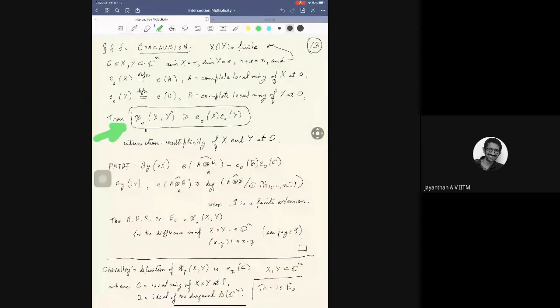So X and Y are two varieties, e_0(X) and e_0(Y) are their multiplicities at the point 0. And the intersection multiplicity of X and Y at 0 is greater than or equal to the product of those two multiplicities. Okay. So this is completely in a geometric situation, when one is working over a field.